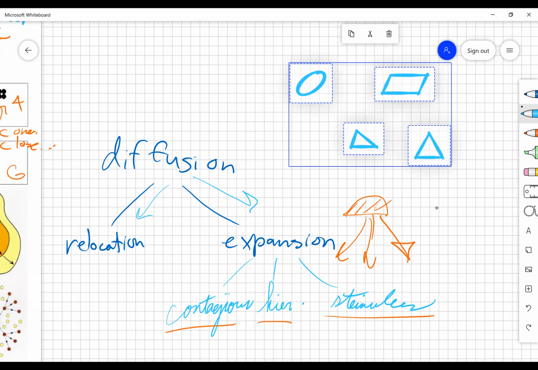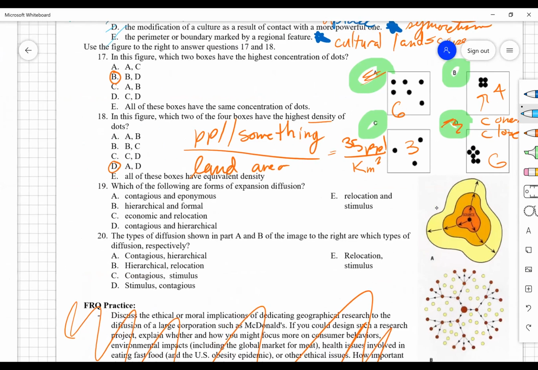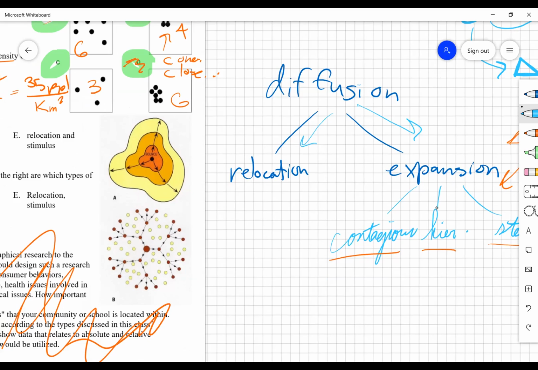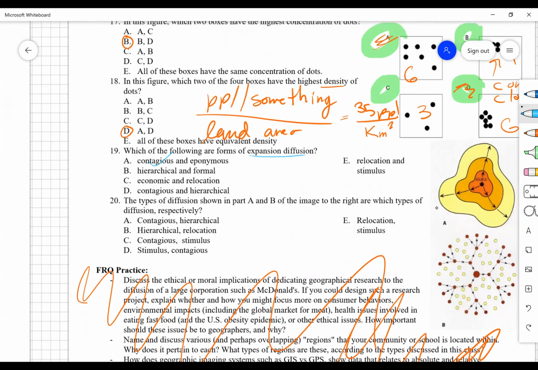So let's go back to that original question. So it says, which of the following are forms of expansion diffusion? So remember, expansion was the big umbrella with contagious, hierarchical, and stimulus. So let's look to see. So contagious, check. Eponymous, not a word. Hierarchical and formal. Hierarchical, yes. Formal, no. Formal is a type of region. We can talk about that later if we need to.